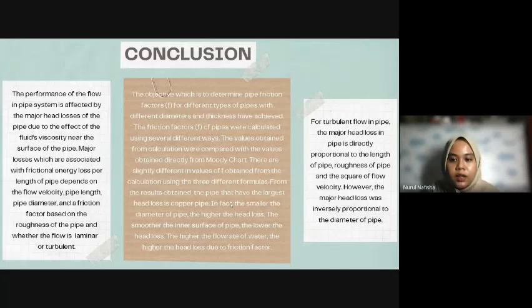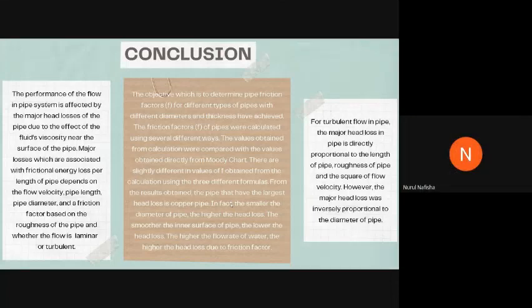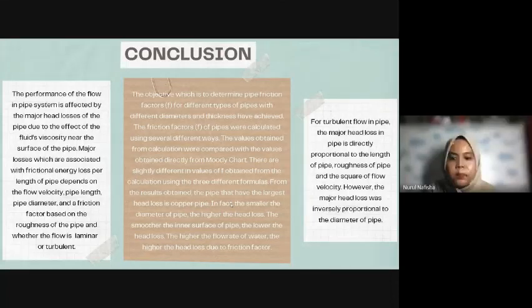Based on this experiment, we have achieved the objective, which is to determine the pipe friction factors for different types of pipes with different diameters and thickness. We also calculated the friction factors in several different ways, using the formulas of Blasius, Colebrook and the Moody chart, and we compared the values obtained from the calculation with the values obtained directly from the Moody chart. There are slight differences in the values of friction factor obtained using different formulas.